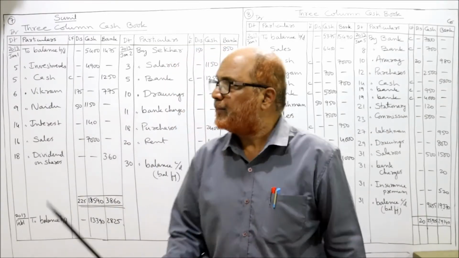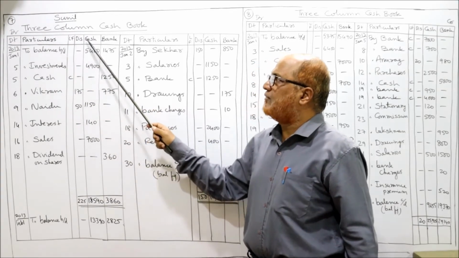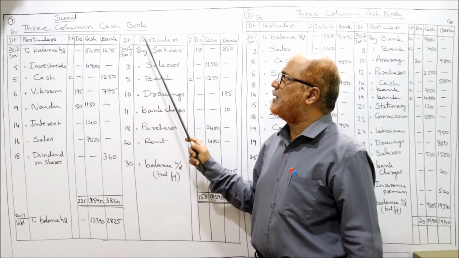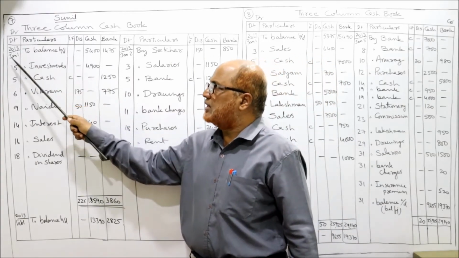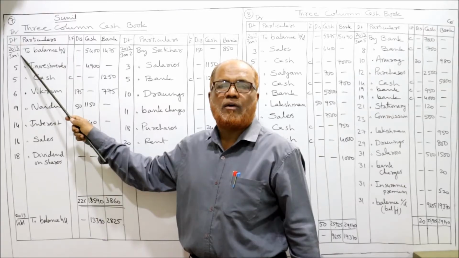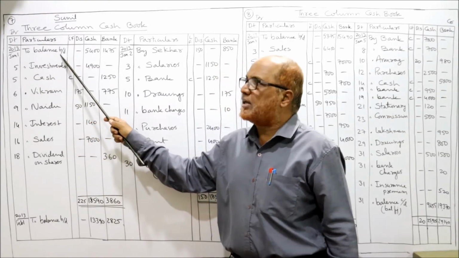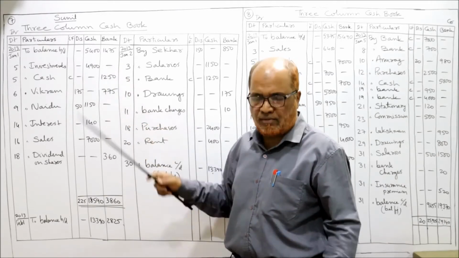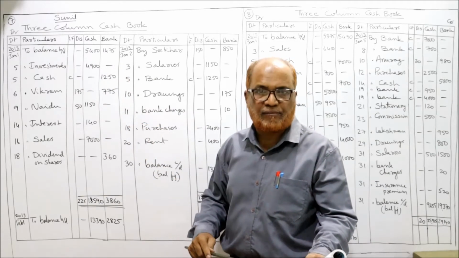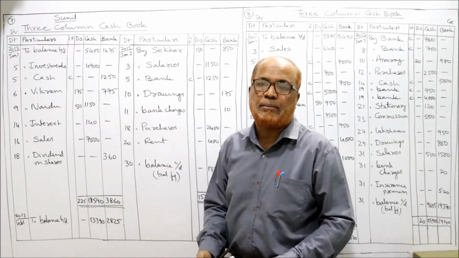See here carefully. Sunil, 3-column cash book, debit side: date, particulars, LF, discount, cash, bank. Same on the credit side. So 2013 January 1st, beginning of the year. To balance brought down, cash in hand 5,400 and cash at bank 1,475, given in the problem. I have taken the opening balance.